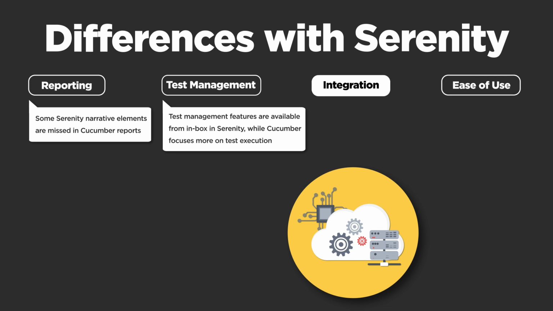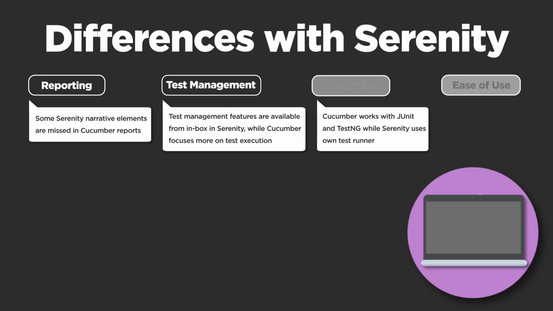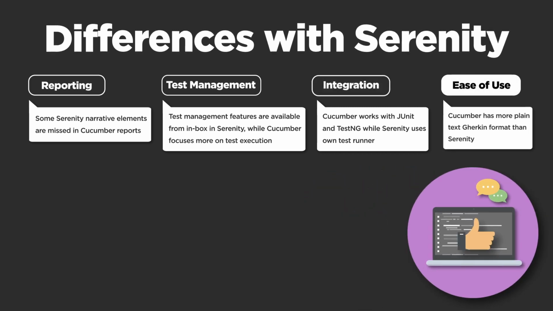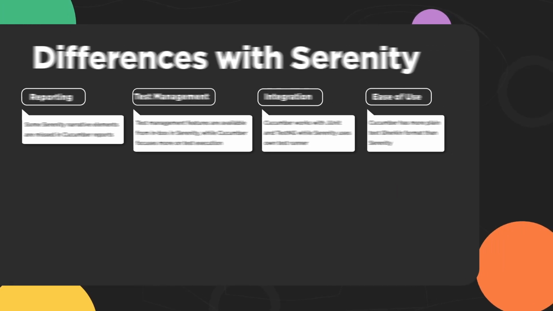Integration is another important point. While Cucumber integrates well with JUnit and TestNG, Serenity uses its own test runner, making it easier to use with Serenity-specific features. Finally, Cucumber's Gherkin language is often considered more user-friendly for non-technical stakeholders due to its plain text format. So this is a place where Cucumber wins.